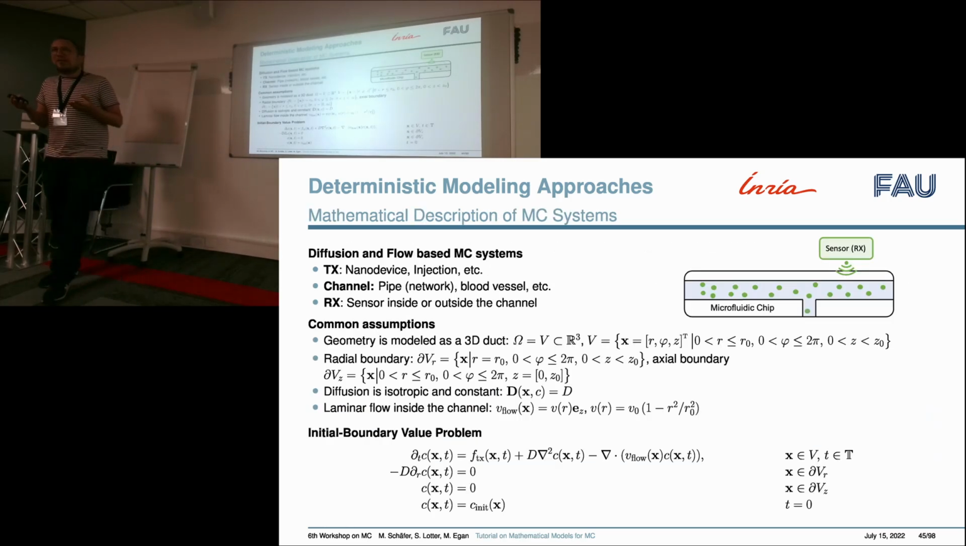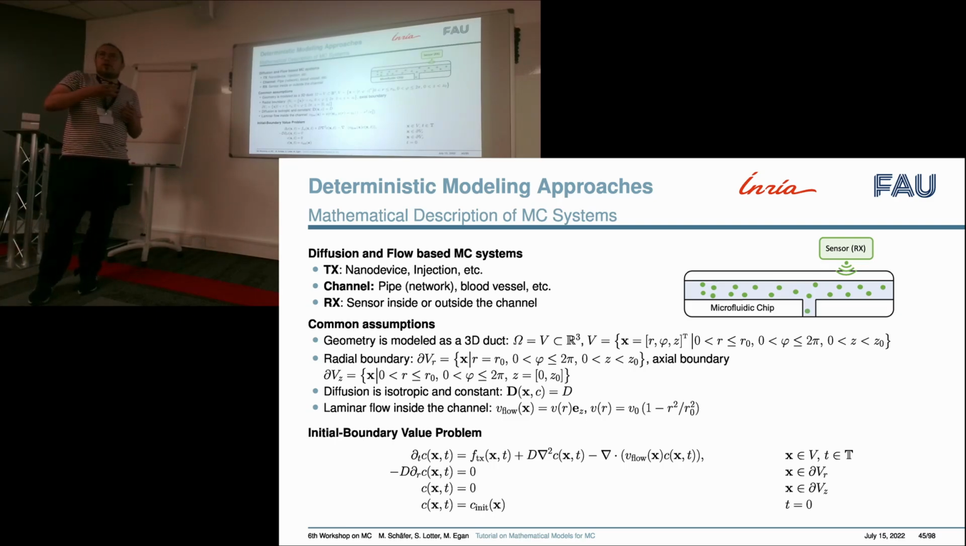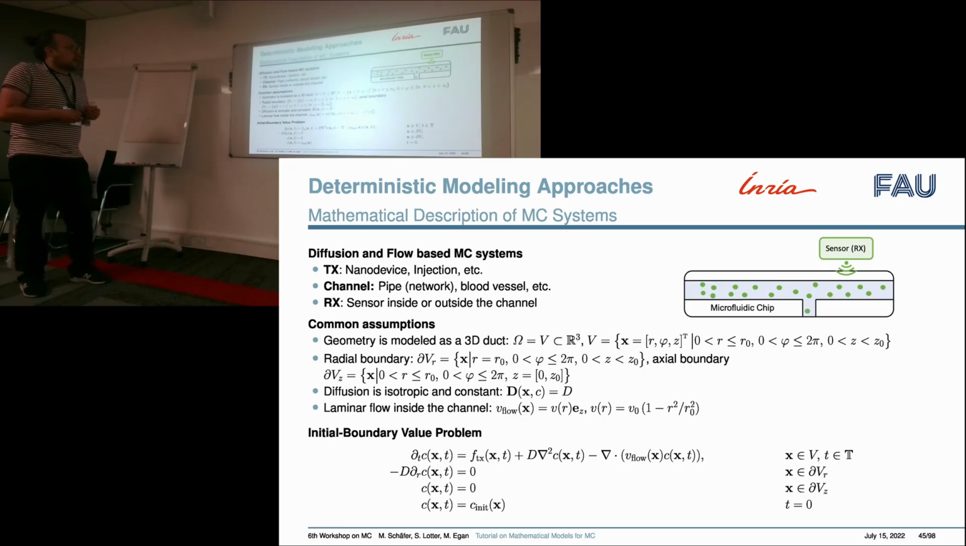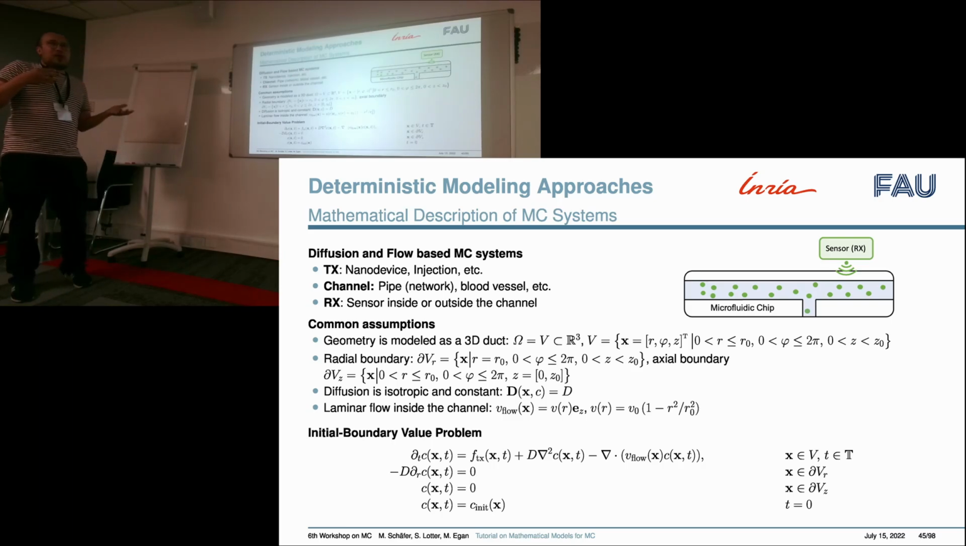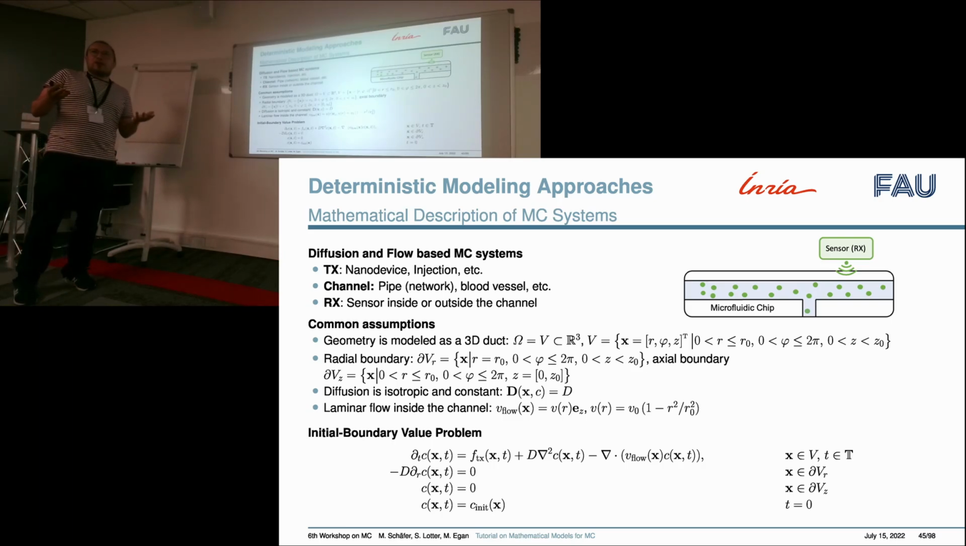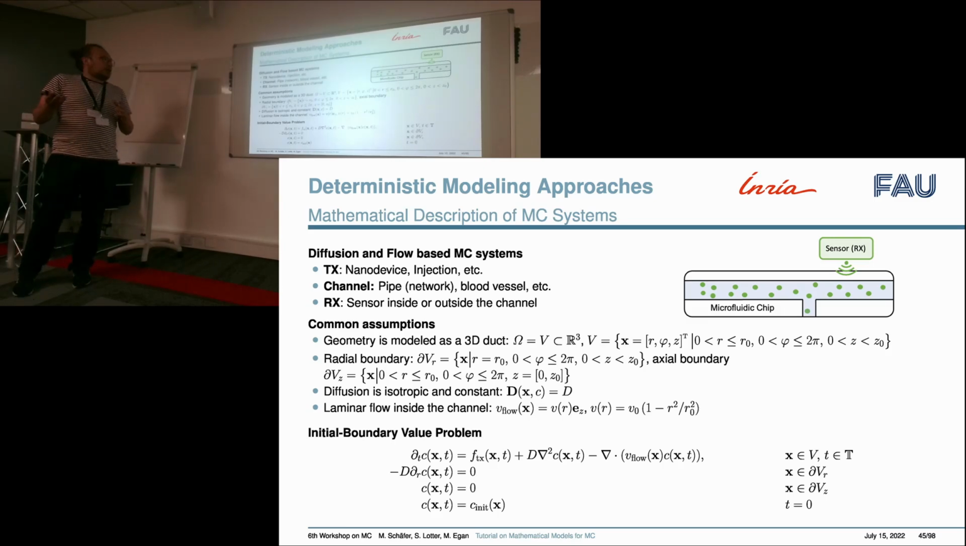So just to give some examples of how such mathematical descriptions may look, let's consider a microfluidic chip system where we have tube-like channels where molecules are driven by flow and diffusion. So how would this look? The transmitter might be some nano device releasing particles or some injection of molecules somewhere. The channel would be a pipe or a pipe network or some approximation for a blood vessel. And the receiver might be a sensor inside or outside the channel.